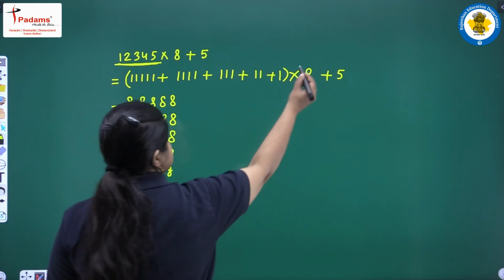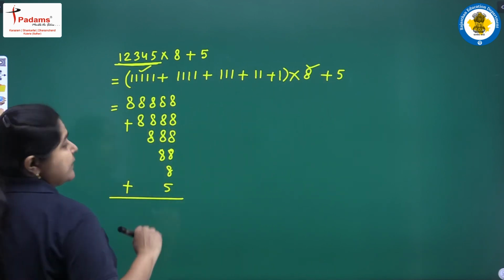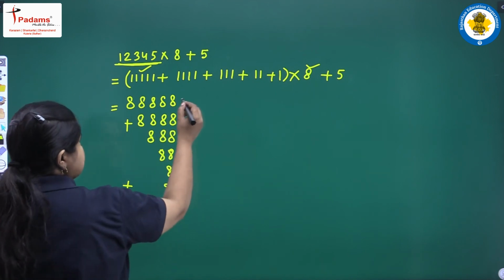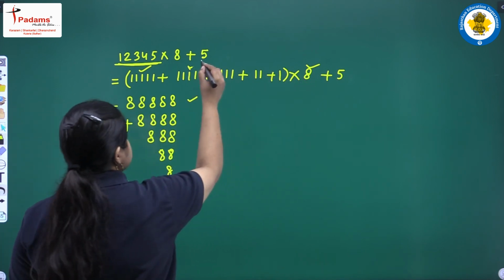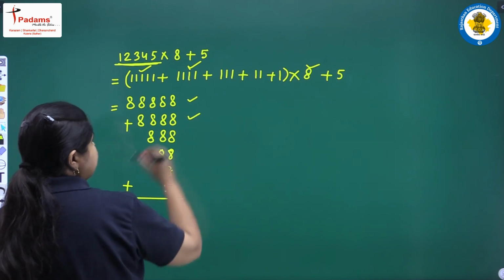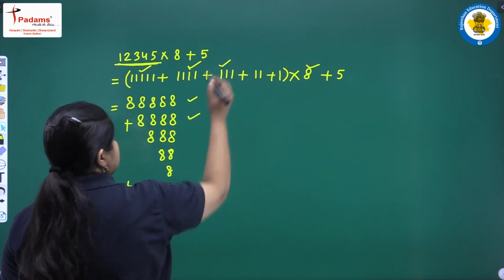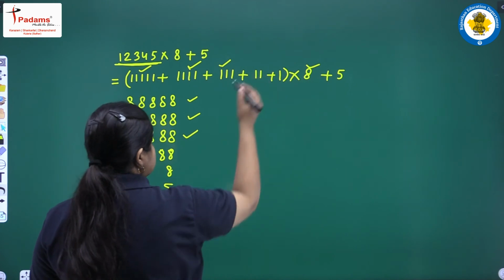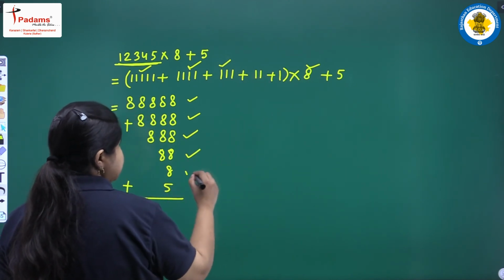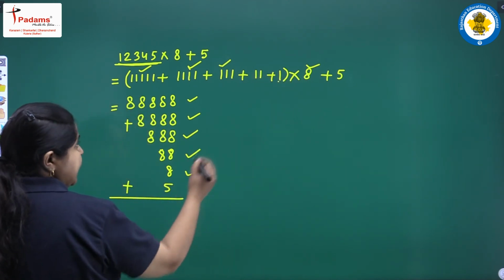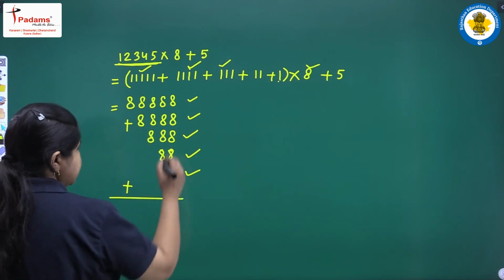Then we will have 2 8s, then we will have 1 8 and then we will have 5. What I have done is multiply this 8 by 11,111, we will get this number. Multiply 8 by this 1111, we will get this. Multiply 8 by 111, we will get this. Multiplying by 11, it will be 88. Multiplying by 1, it will be 8 and then plus 5. Let us add all these numbers.